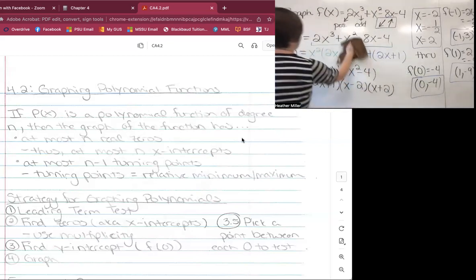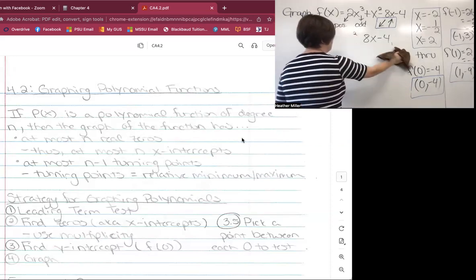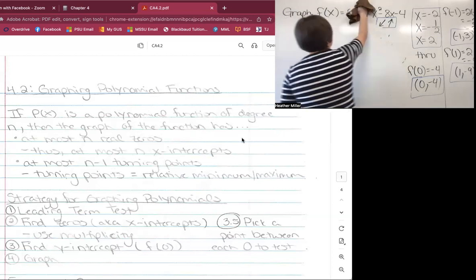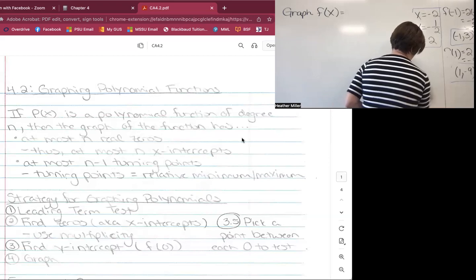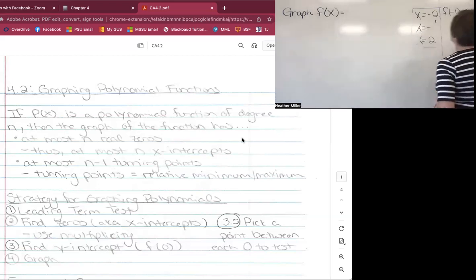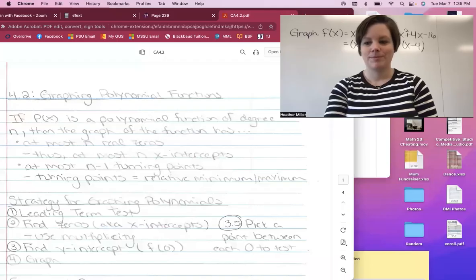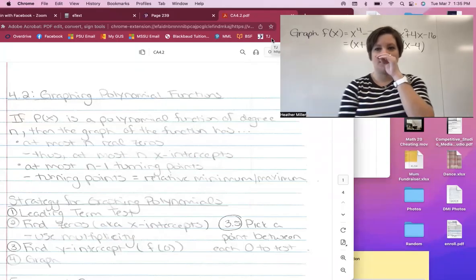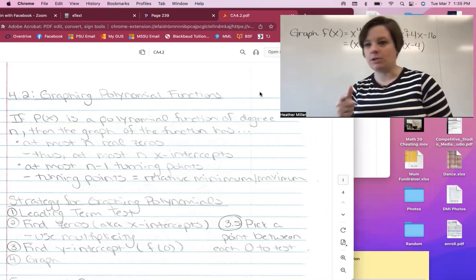Let's get rid of some of this. If you happen to have my notes pulled up, we're going to do example C. All right, so like I said, this one is example C from my notes.